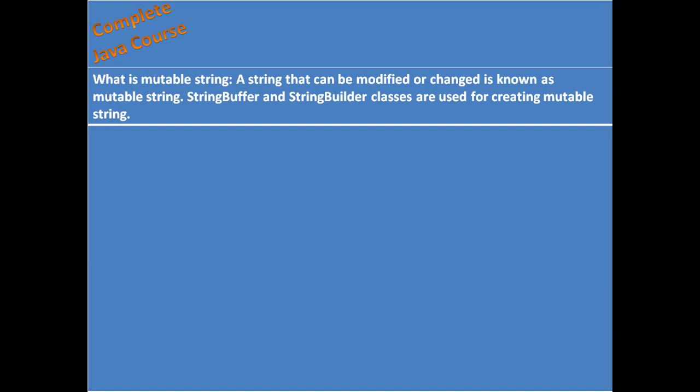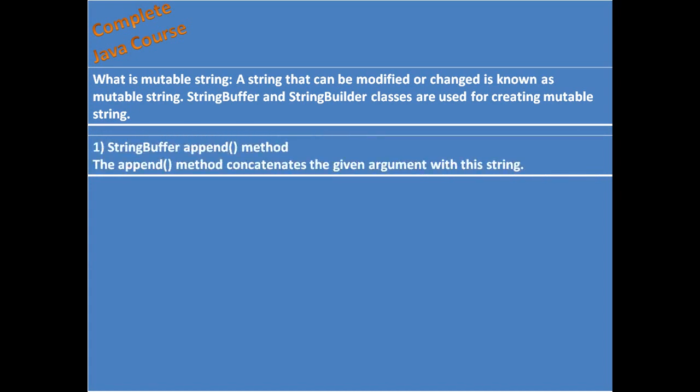StringBuffer is the mutable string class. But what is the meaning of mutable? A string that can be modified or changed is known as a mutable string. StringBuffer and StringBuilder classes are used for creating mutable strings. StringBuffer append method: the append method concatenates the given argument with this string.